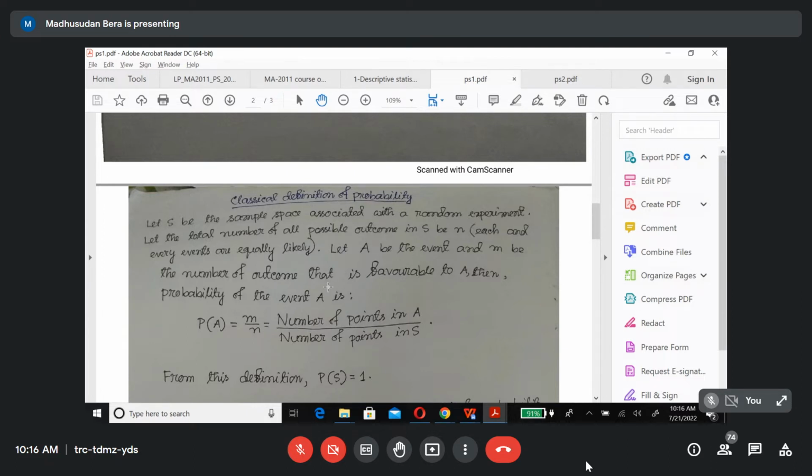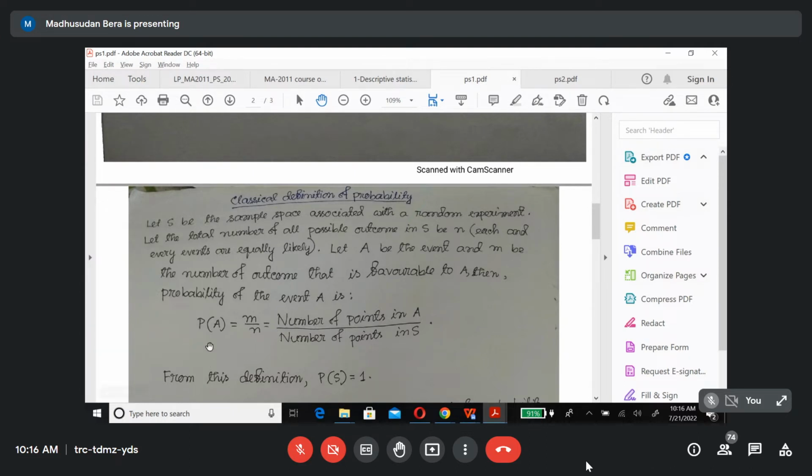Here we are assuming the total number of outcomes is finite. But in general it may not be finite. That's why we require the general definition of probability, or the axiomatic definition of probability. Whatever we have seen so far is called the classical definition of probability. Is this okay? Yes, sir.